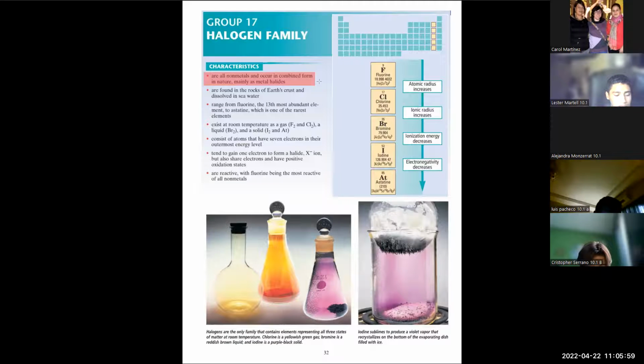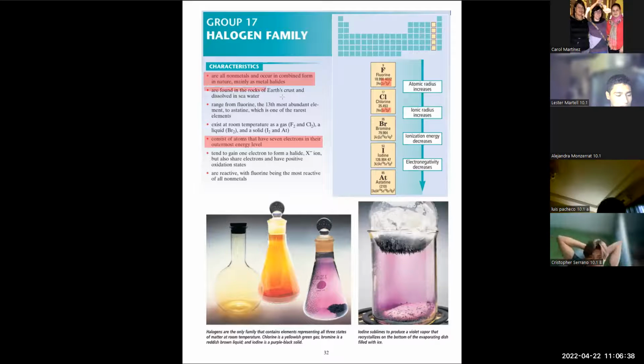Metal halides is when you combine a metal with an element from the halogen family. So it contains these elements, and you will see that they consist of atoms that have 7 electrons in the outermost energy level. Fluorine, 2s2, 2p5, 2 and 5 make 7. Chlorine, 3s2, 3p5, 2 and 5 make 7, and so on. So you can see that all these elements share the same amount of electrons in the outermost energy level.